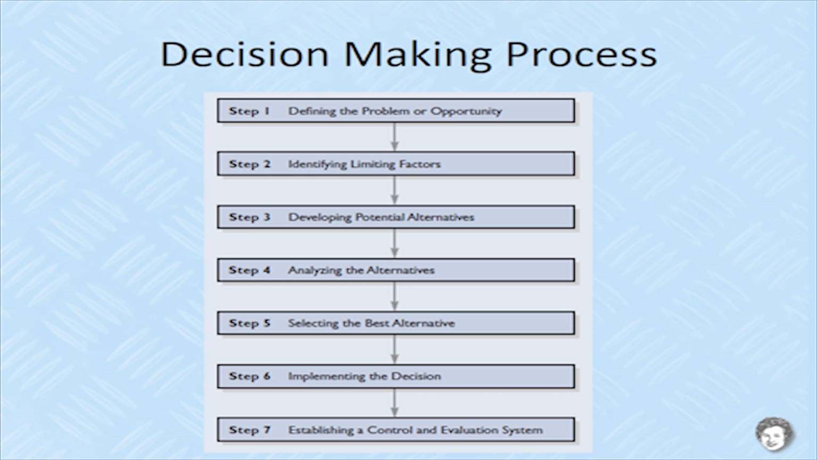Step 2. Limiting factors rule out certain alternative solutions. Typically, they are related to a lack of resources, people, money, facilities, or equipment. Step 3. To improve outcomes, potential alternatives or solutions must be developed.